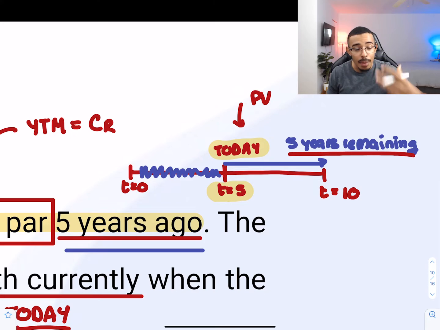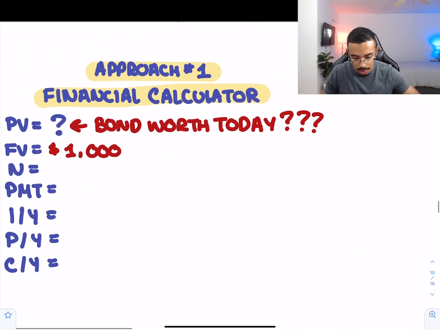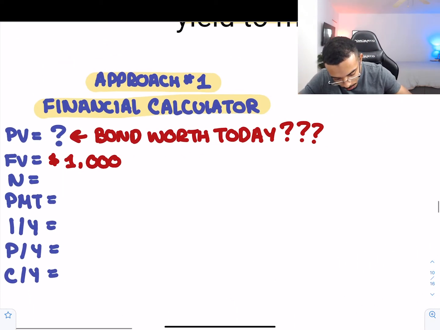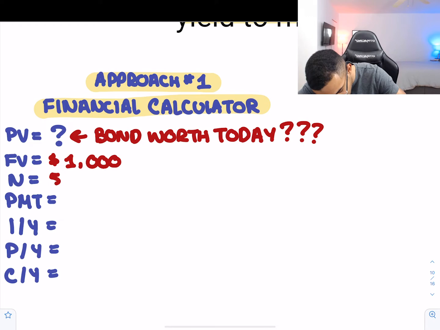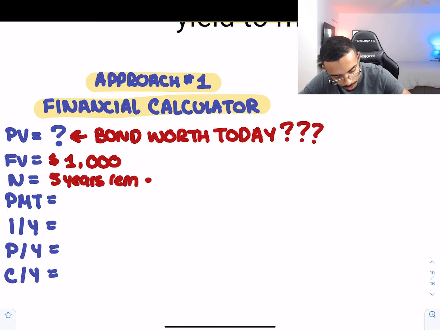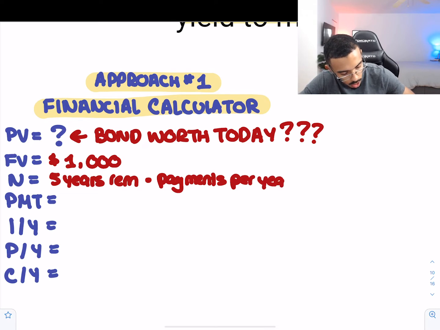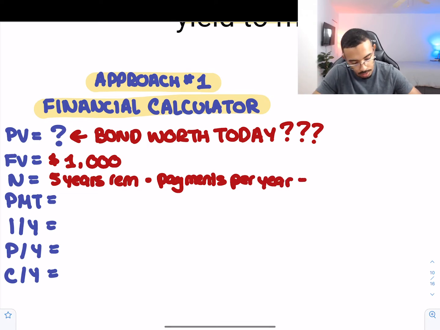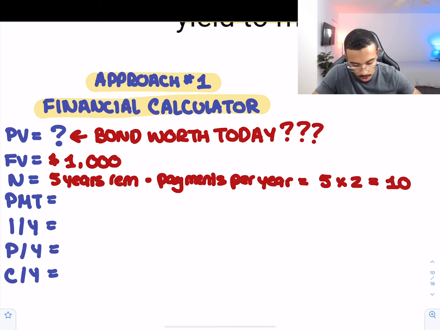How many times are we paying our bondholders, okay? So in this case, when we look at our N, we have to do 5 years, okay? So 5 years remaining, multiplied by payments per year, okay? So essentially, we're looking at how many periods we have, and this is going to be essentially 5 times 2, which is going to give us 10 as our N.